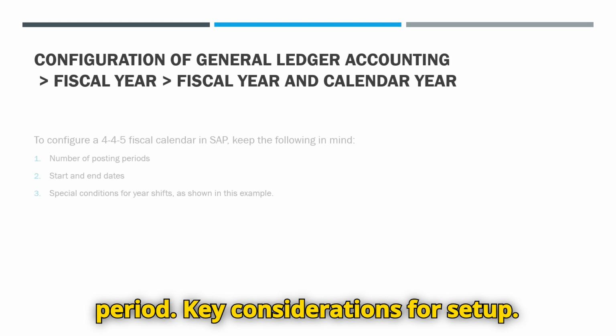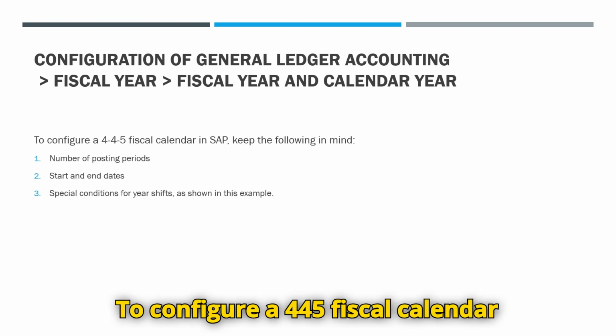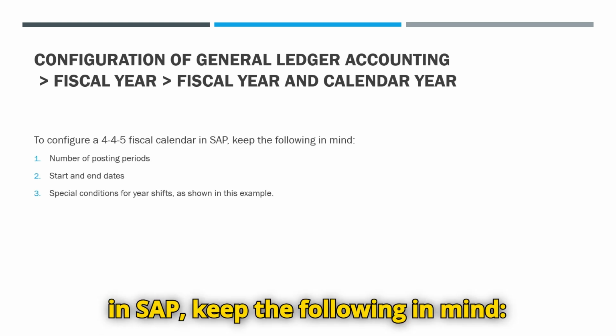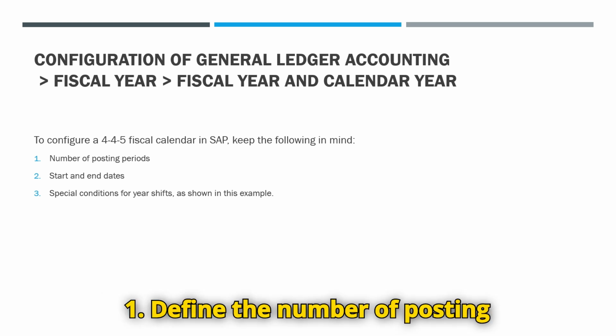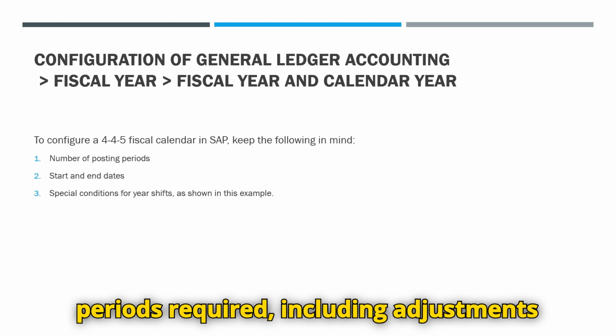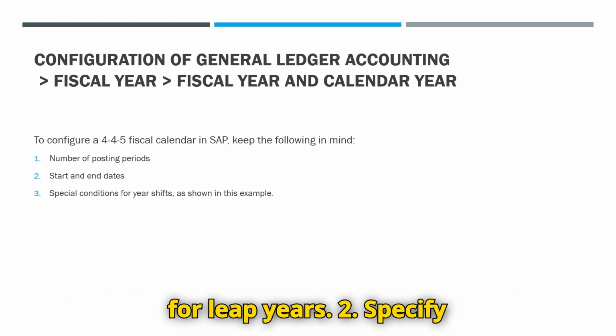Key considerations for setup. To configure a 445 fiscal calendar in SAP, keep the following in mind. 1. Define the number of posting periods required, including adjustments for leap years.